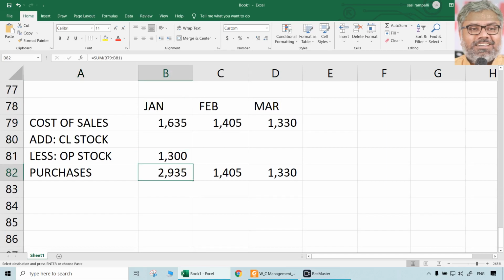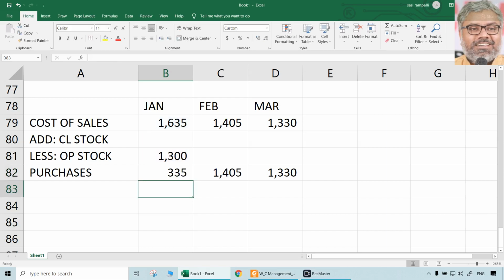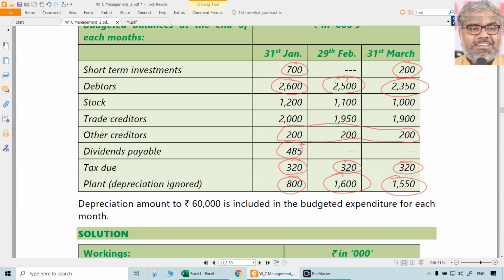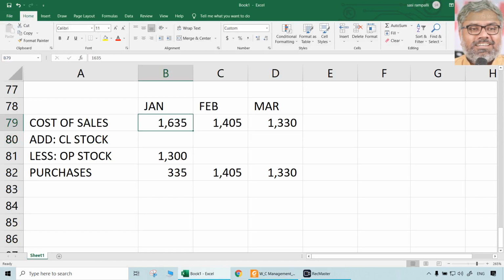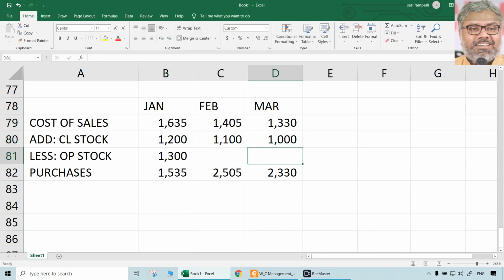Okay. Now it should be cost of sales add closing stock minus opening stock. So that will be purchases. But anyway, closing stock at the end of the month of January is given here. So we can directly copy paste that: 1200, 1100, 1000. That is closing stock. And naturally the closing stock of January will become opening stock of February. So 1200. And closing stock of February will become opening stock of March.